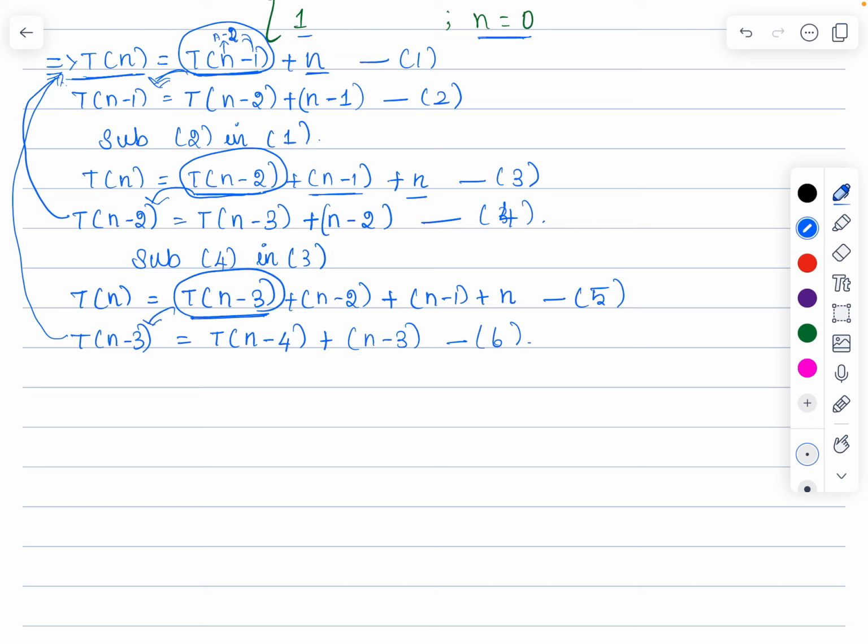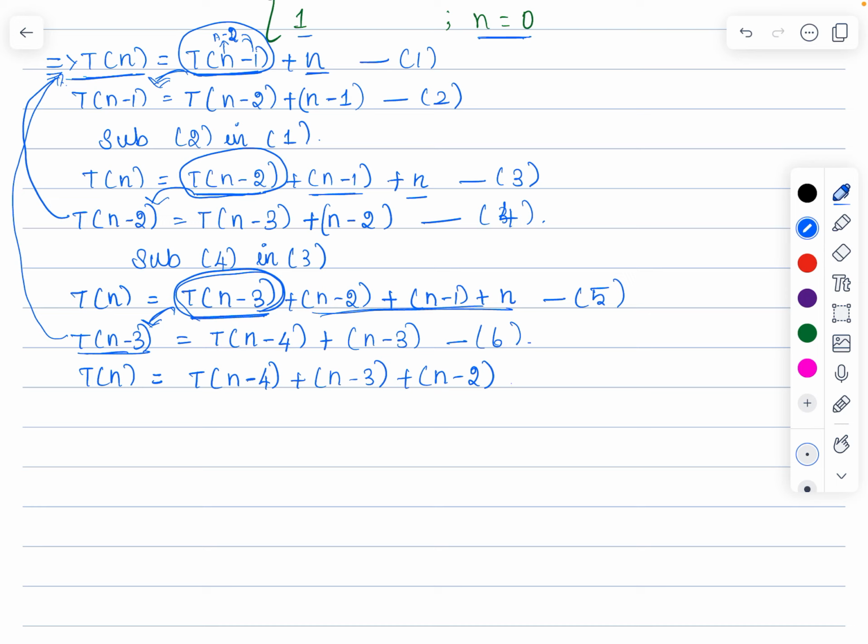Substitute now. We need to get the sequence by substituting the formulas repeatedly. Already we somehow got the sequence now. Again we will write it like this: we substitute n minus 3 now in T of n. In the place of T of n minus 3, write this entire equation: T of n minus 4 plus n minus 3 plus n minus 2, already these 3 were there, right.